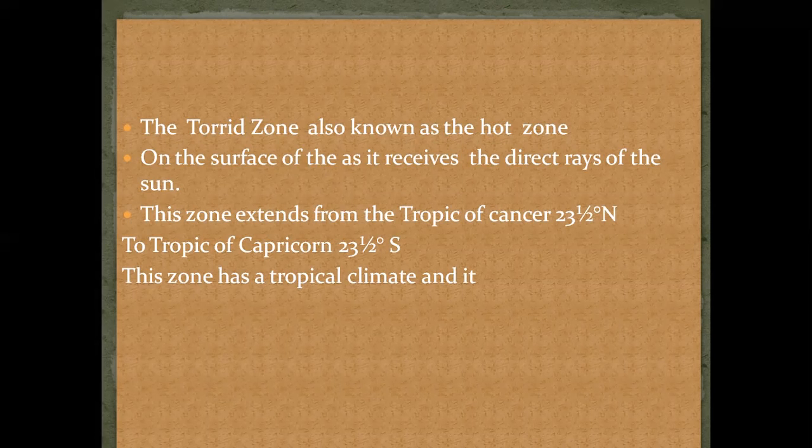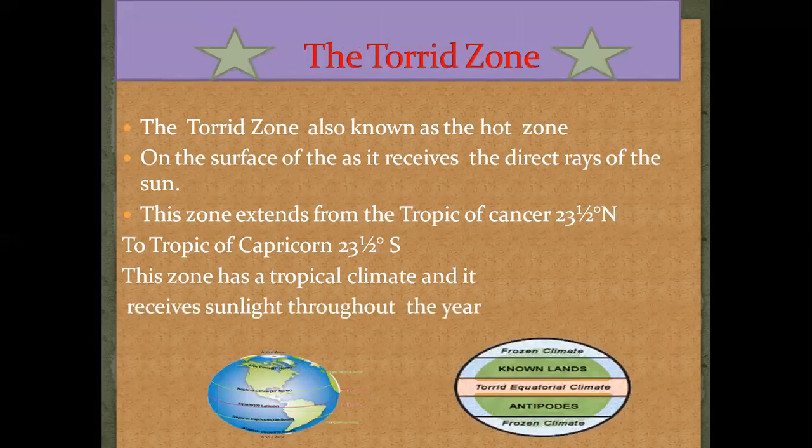This zone extends from the Tropic of Cancer. The torrid zone, also known as the hot zone, has an equatorial climate. It is a very hot zone, and on the surface of the earth it receives direct sun rays. This zone extends from the Tropic of Cancer.